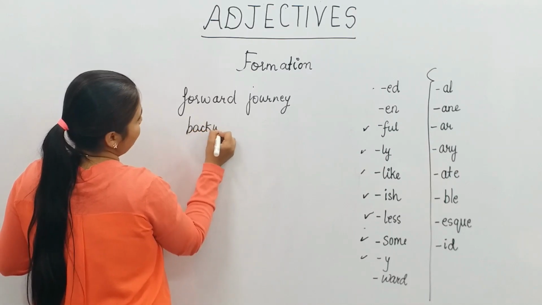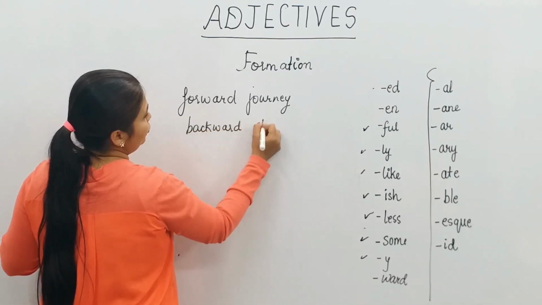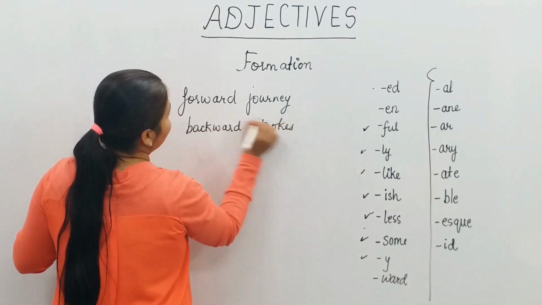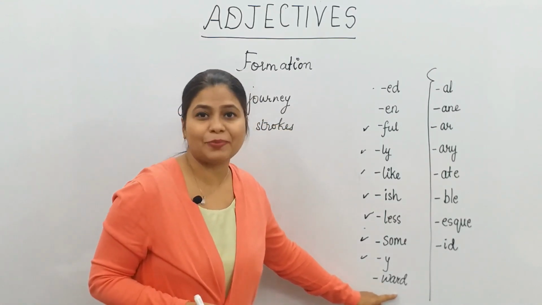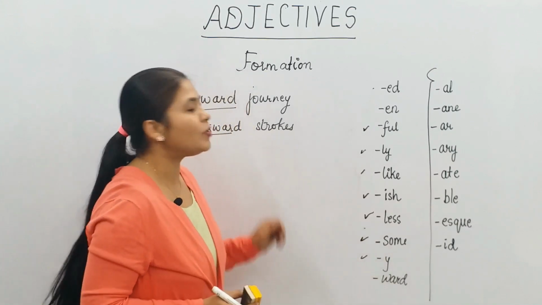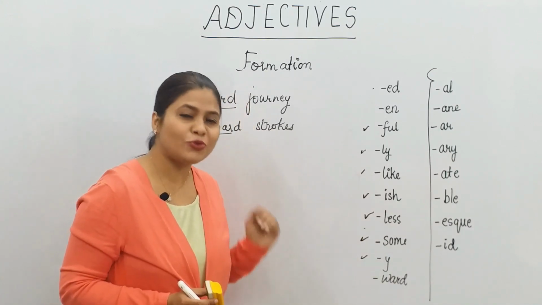Backward, strokes. Adjectives made by adding the suffix ward. Most of the time, it conveys movement.